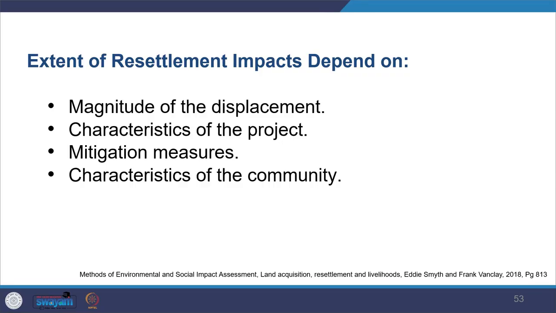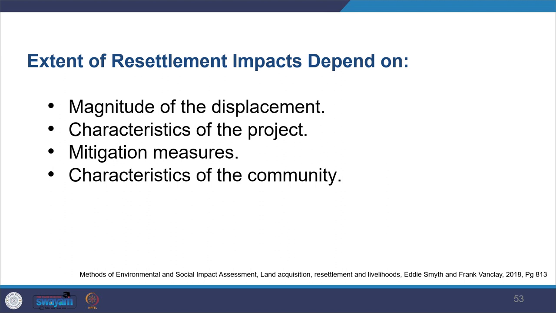So you need to look at what are the risks involved, and then you need to integrate it with the overall risk management process. For each risk, a mitigation measure or RAP package must be developed. So whatever risk you are foreseeing, you have to prepare a mitigation measure or a RAP package for that. The extent of risk and resettlement impact would depend on the magnitude of displacement, how many people are getting displaced, the characteristics of the project, the mitigation measures, as well as the characteristics of the community.